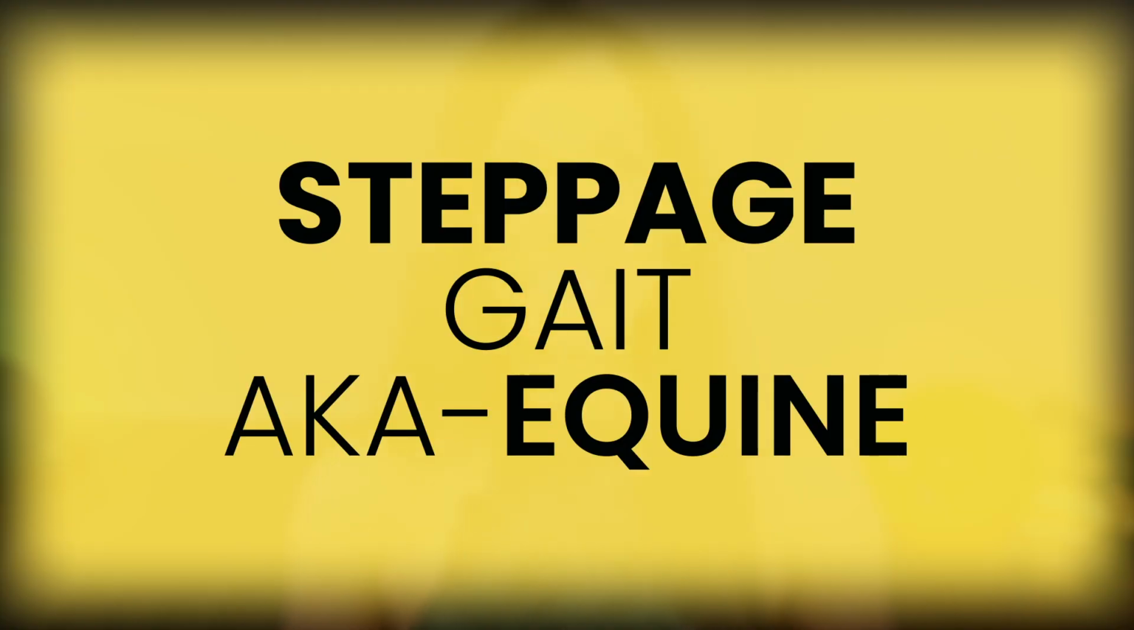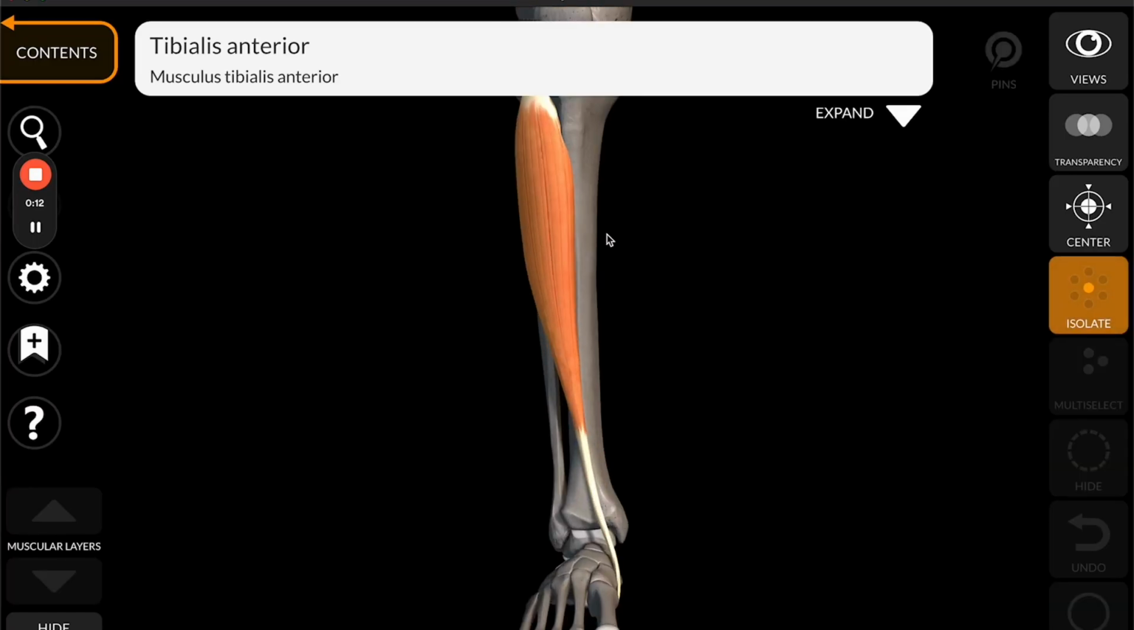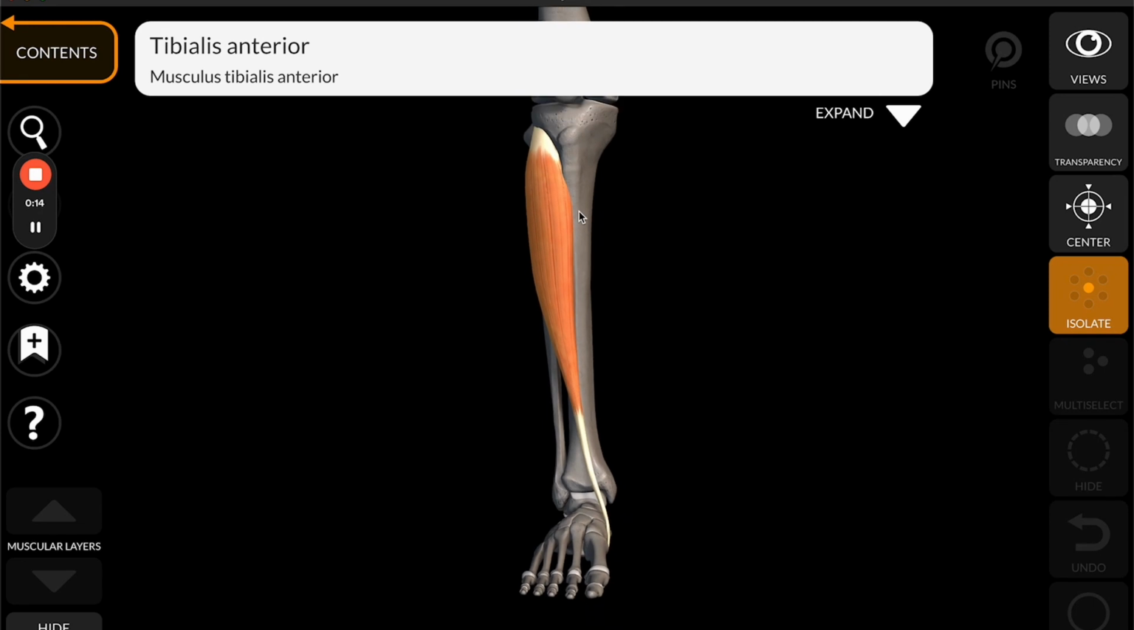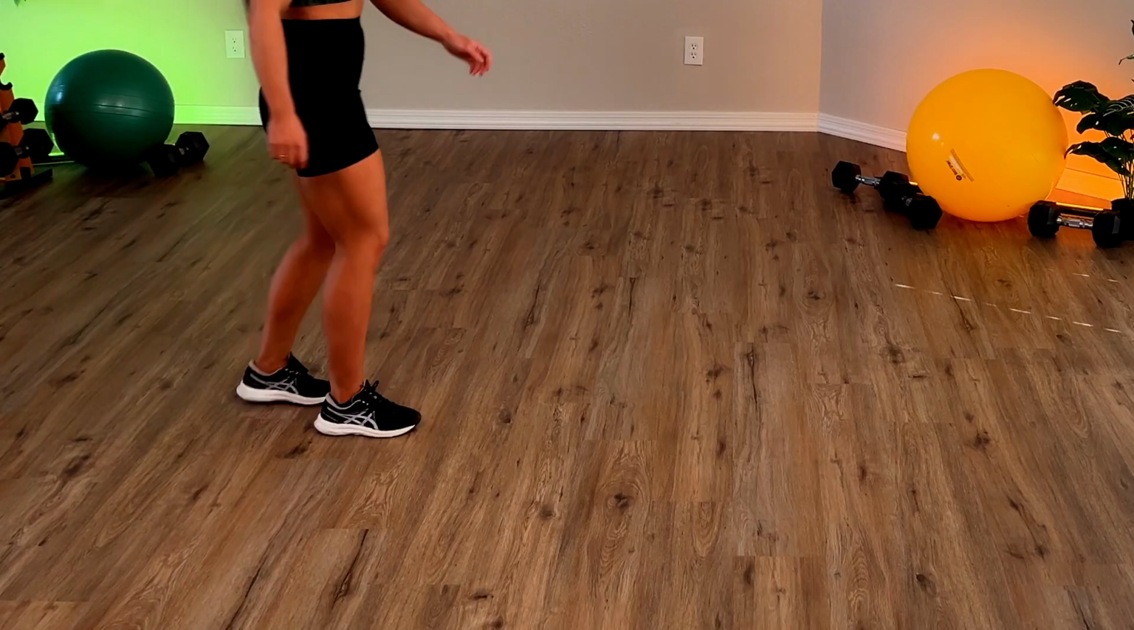All right, next up is steppage gait, also called the equine gait. And I'm going to discuss steppage gait and foot slap together because they both have to do with a weakness in what's called the anterior tibialis and an issue with hip extension. The steppage gait has a lot of names. It's also referred to as foot drop because the foot almost drags.